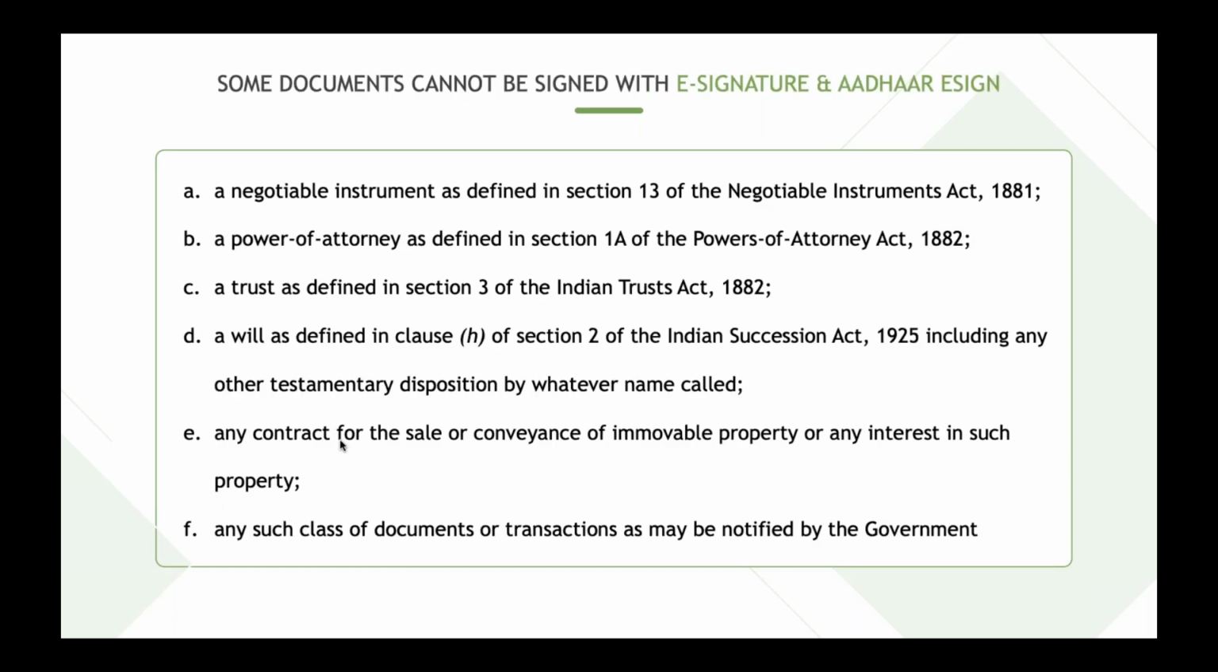Some documents which cannot be signed with e-signature and Aadhaar e-sign are the same. So even if you're considering e-signature or Aadhaar e-sign, the documents are going to be the same. A negotiable instrument, a cheque, let's say, which we use in banks, a power of attorney, a trust, a will, or any contract for the sale or conveyance of immovable property, and any such class of documents or transactions as may be notified by the government. So you can see, just A, B, C, D, E. We have only 5 documents here which cannot be signed using an e-signature or an Aadhaar e-sign.